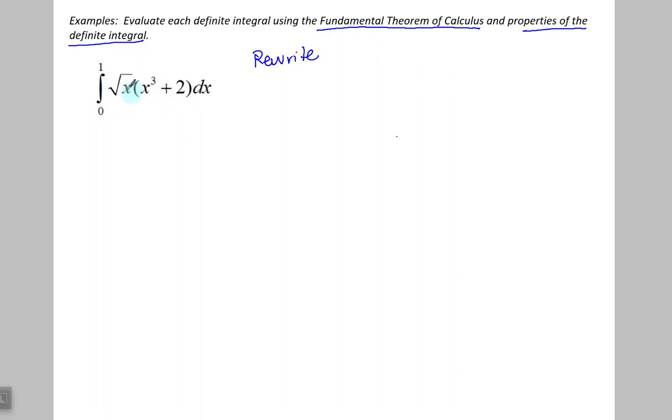First of all, I don't want a radical, so I'm going to think of this square root of x as x to the 1/2, and then I'm going to distribute the x to the 1/2 so that I do not have a product. So I'll make a note that I'm going to rewrite to not have radicals, because I want exponents if possible, or products. So what will this look like?